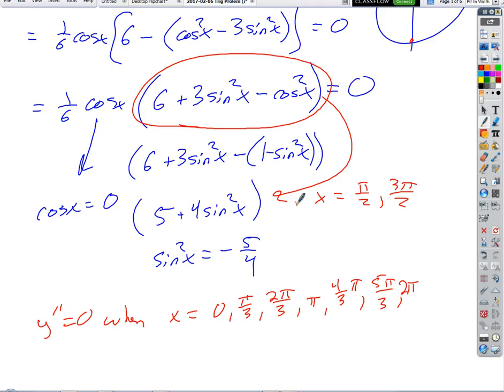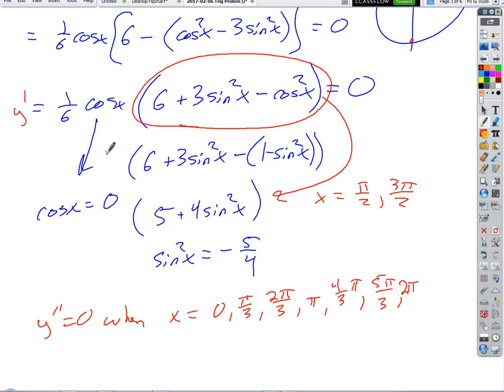And so what that tells us is this is y prime. There is a 0 when cosine x equals 0, this yielded a 0. But this other factor did not, because there are no real solutions to this. Even if we try to solve for sine x, sine squared x is negative 5/4, so that's not going to work under any circumstances. That's not going to give us a real solution. And so this is the only critical number we got for the first derivative.